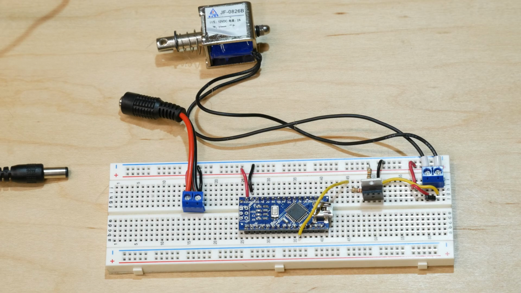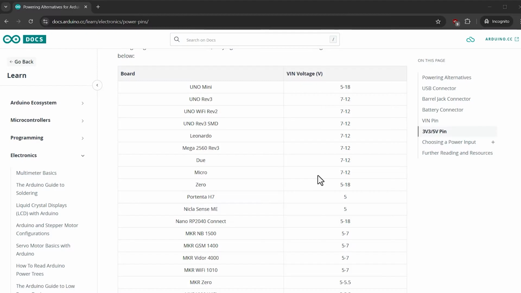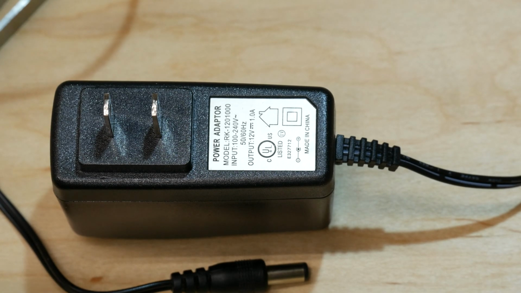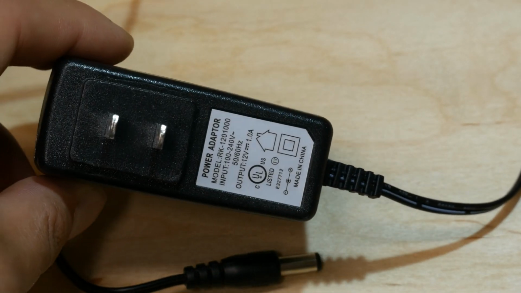This is a great approach if your project already uses a higher voltage, such as 12 volts, and you're trying to figure out how to use that same voltage supply to power the Arduino as well. To make this work, your external power supply needs to be in the voltage range that your Arduino's voltage regulator accepts. I've got a 12-volt brick-style supply that I'll be using in this example.